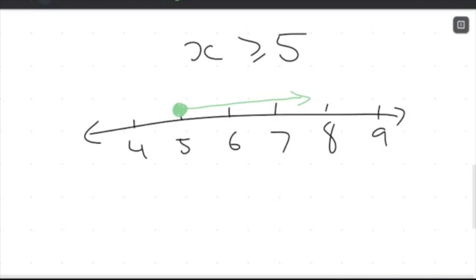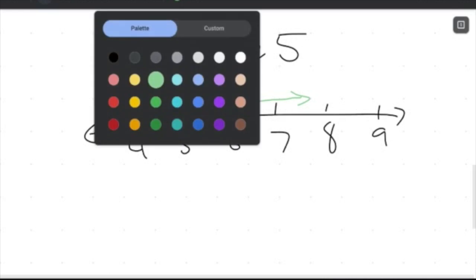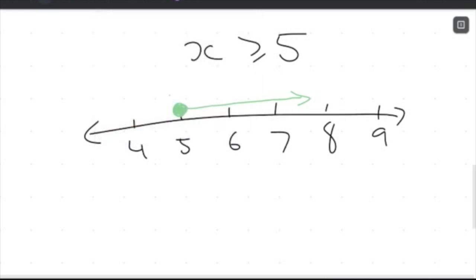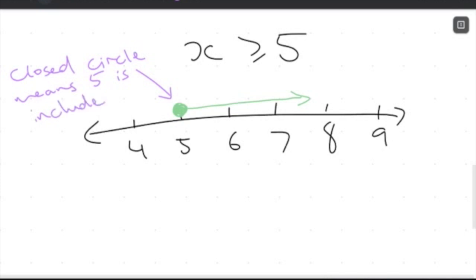So x is greater than or equal to 5. This is the information we're showing. And just a reminder, the closed circle means that 5 is included, because we have a greater than or equal to. It can be equal as well.